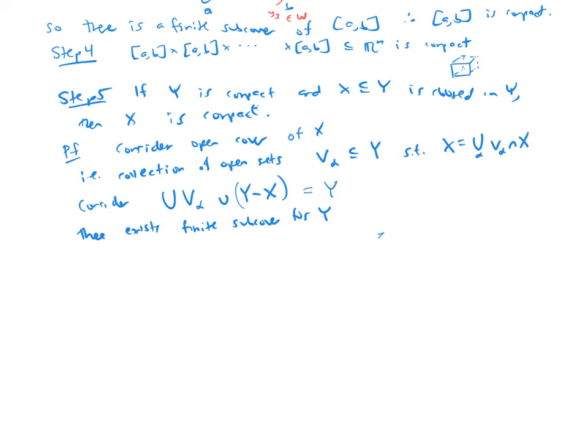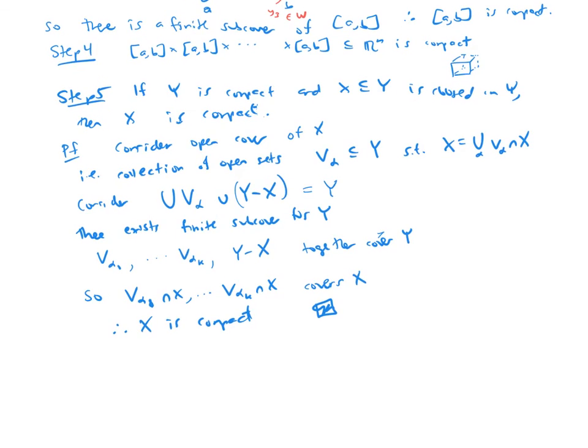So that means we have finitely many of these V alphas, I'll call them V alpha 1 through V alpha K, and maybe we also need the Y minus X. These together cover Y. But that would mean that these finitely many V alphas have to cover X, since we certainly don't need Y minus X to cover any points of X. So we started with an arbitrary cover of X, and we found a finite subcover, and so that means that X is compact. So now we're ready for the grand finale.